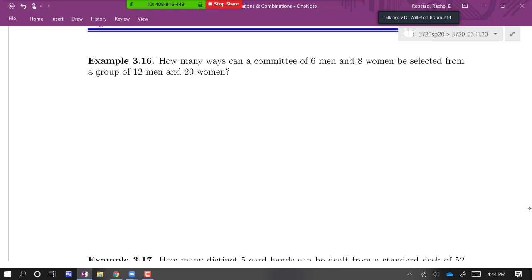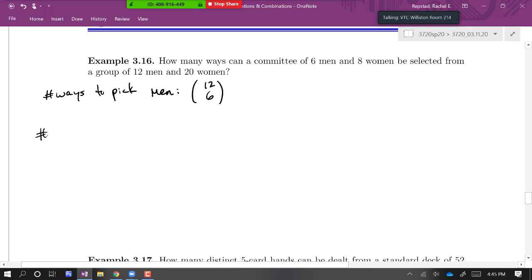Now there's a restriction, right? I know I've got a total of 32 people and I want to pick 14 of them, but there are restrictions. I want to make sure that I have 6 men and 8 women on this committee, and I know I'm choosing from 12 men and 20 women. So what we'll do is take care of the individual restrictions first. Let's figure out how many ways we can pick the men. Well, I want 6 men, and they have to come from the 12 men available. So that is 12 choose 6.